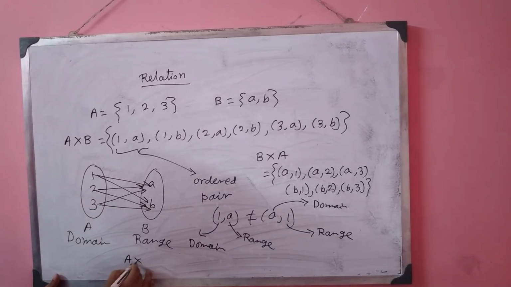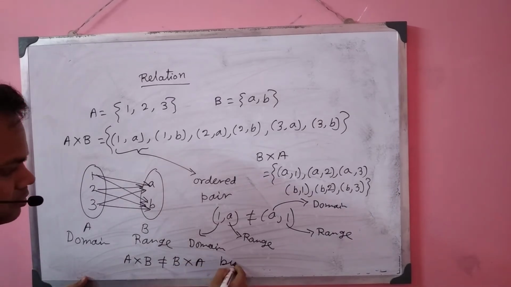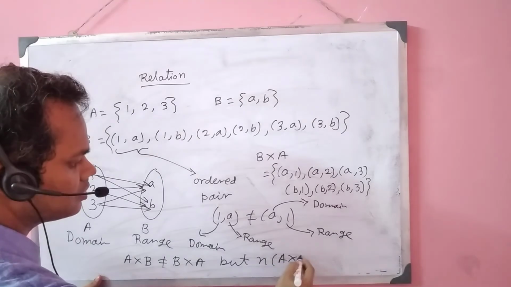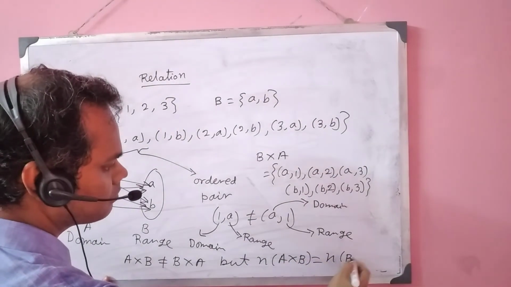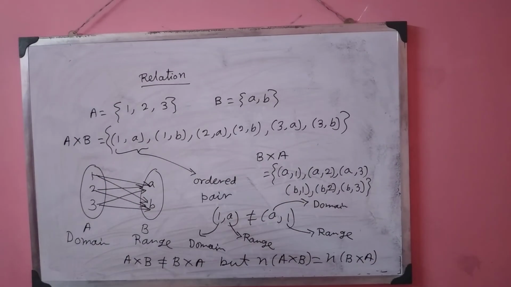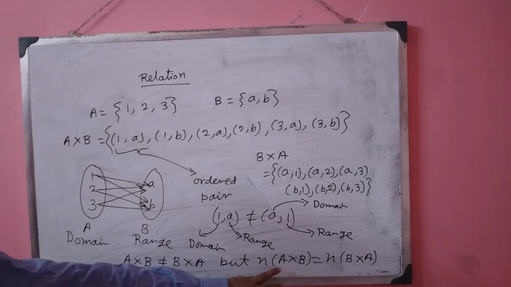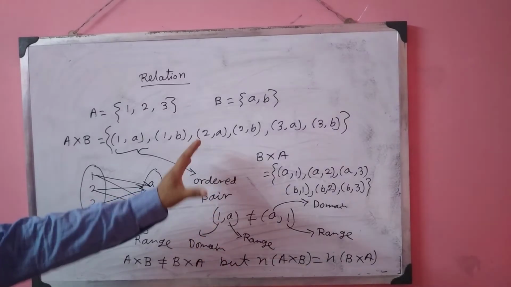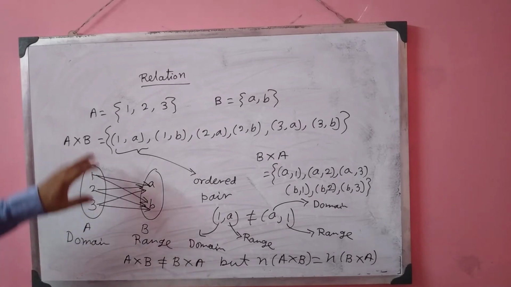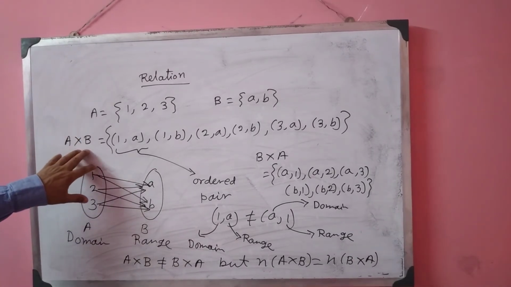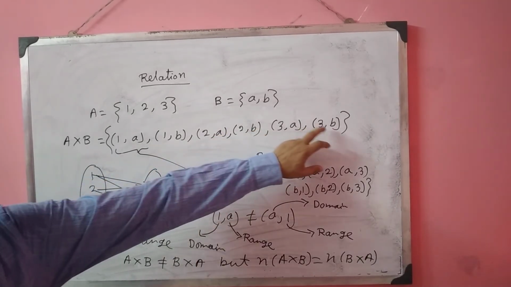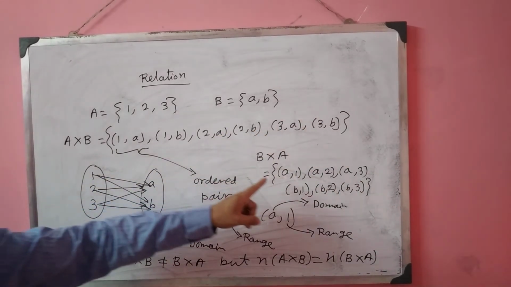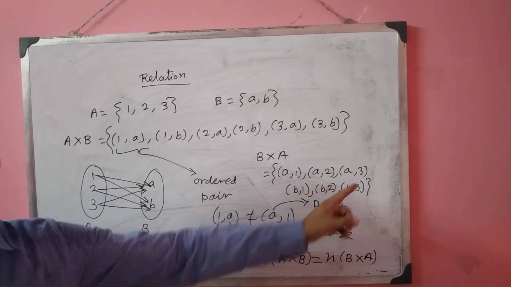Here A cross B is not equal to B cross A, but the number of elements of A cross B equals the number of elements of B cross A. It means the total number of elements in A cross B is equal to the total number of elements in B cross A, but the elements are not equal. In the given example, A cross B has 1, 2, 3, 4, 5, 6 elements, and B cross A also has 1, 2, 3, 4, 5, 6 elements.